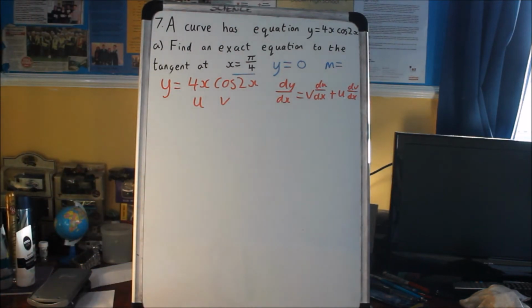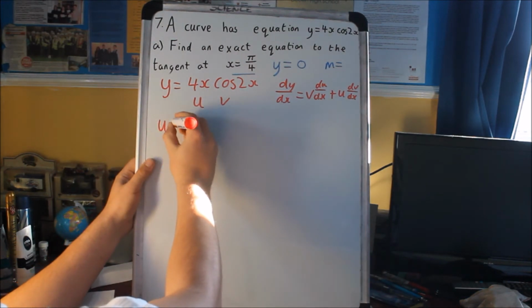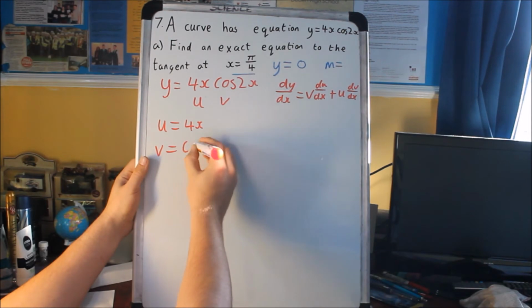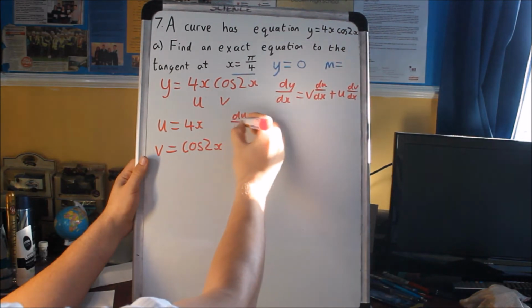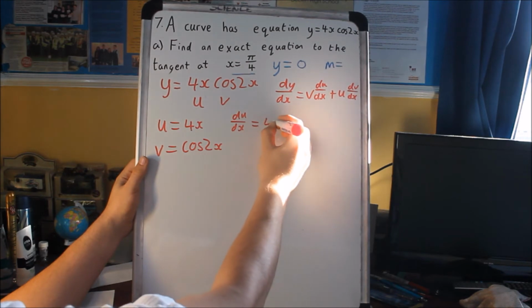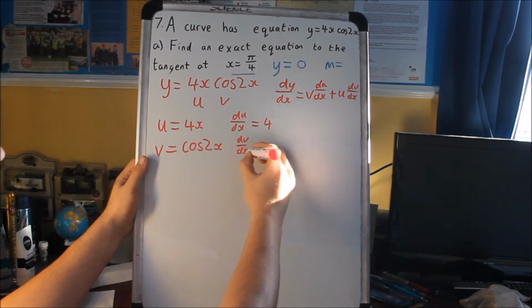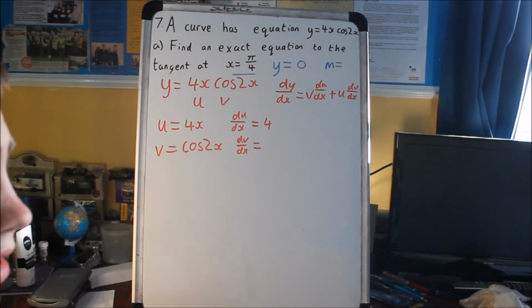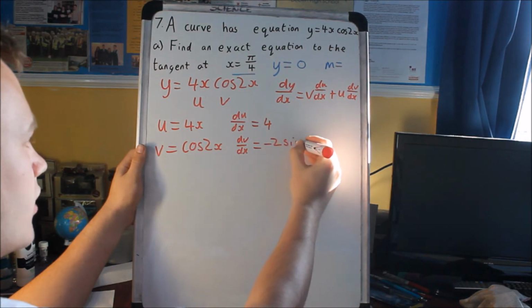So first we need to assign u and v to the things in our formula. So we'll say u equals 4x, so therefore v equals cos 2x. As always, we differentiate them with respect to x first, that's the first step. So du by dx is just 4 from our Core 1 rules, and dv by dx is our new Core 3 stuff. So differentiating cos, you get minus sine, and it's cos 2x, so it's minus 2 sine 2x.